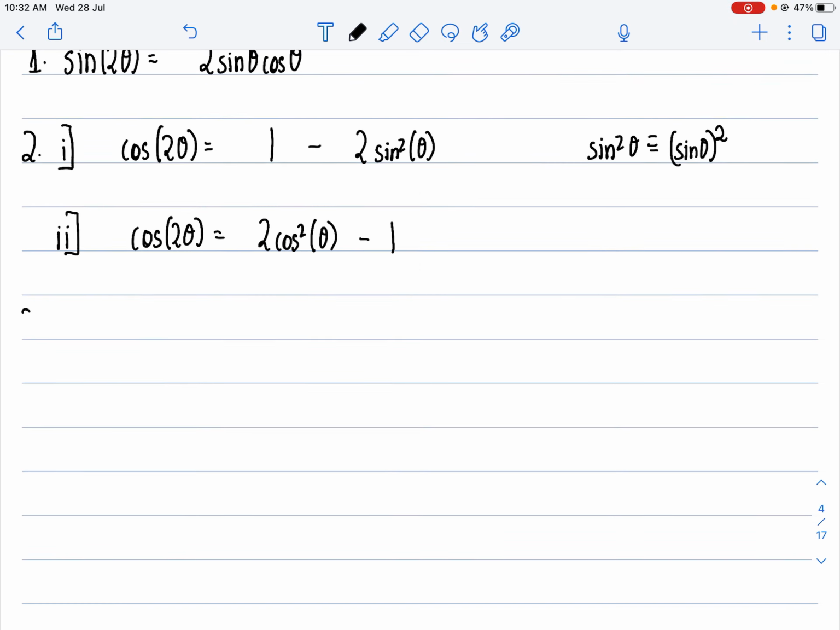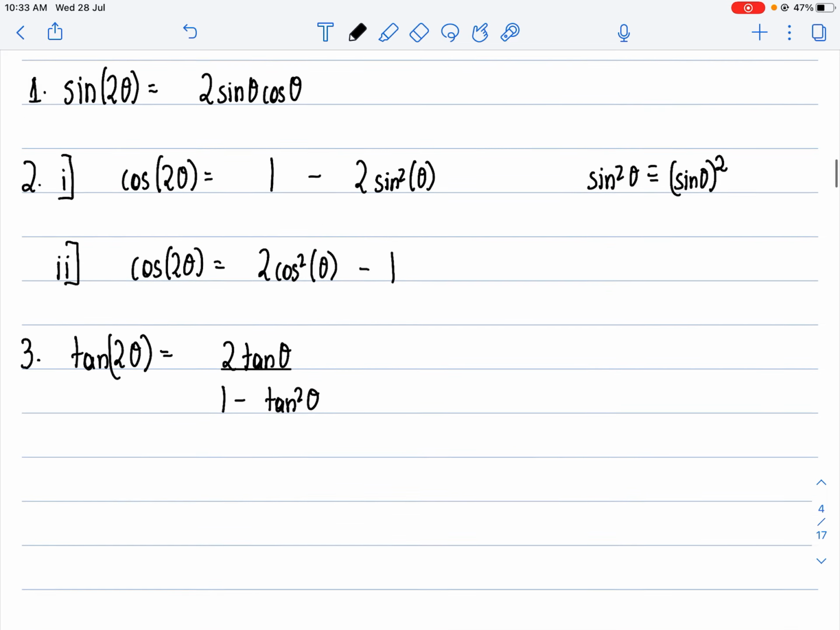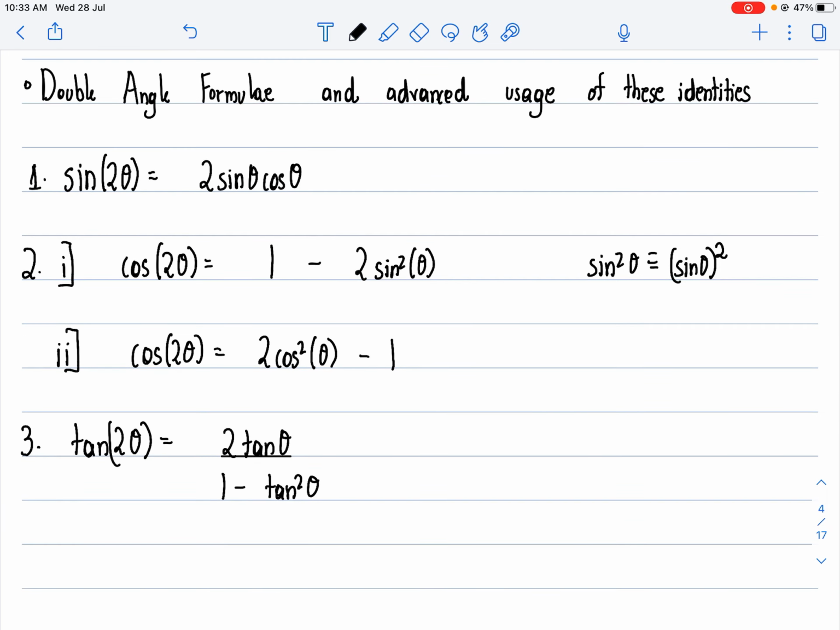Now the third identity is tan 2 theta, which is equal to 2 tan theta divided by 1 minus tan square theta. Correct? So the sine, cos and tan double angle formulas are really important to remember.